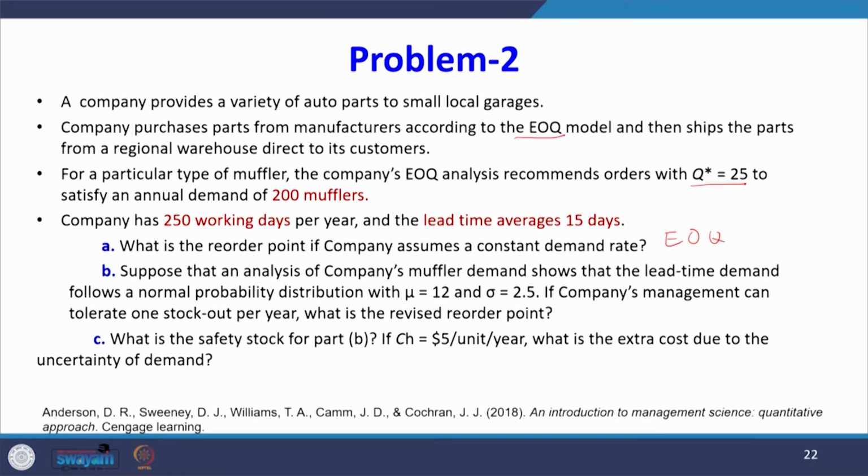Suppose that analysis of the company's muffler demand shows that the lead time demand follows a normal probability distribution with mean 12 and standard deviation 2.5. If the company's management can tolerate one stockout per year, what is the revised reorder point? For the second case, what is the safety stock? If the holding cost is $5 per unit per year, what is the extra cost due to the uncertainty of demand? So, this problem is a multi-period problem, the demand is probabilistic, and there is a lead time. So, we are going to find out when to order and how much to order.